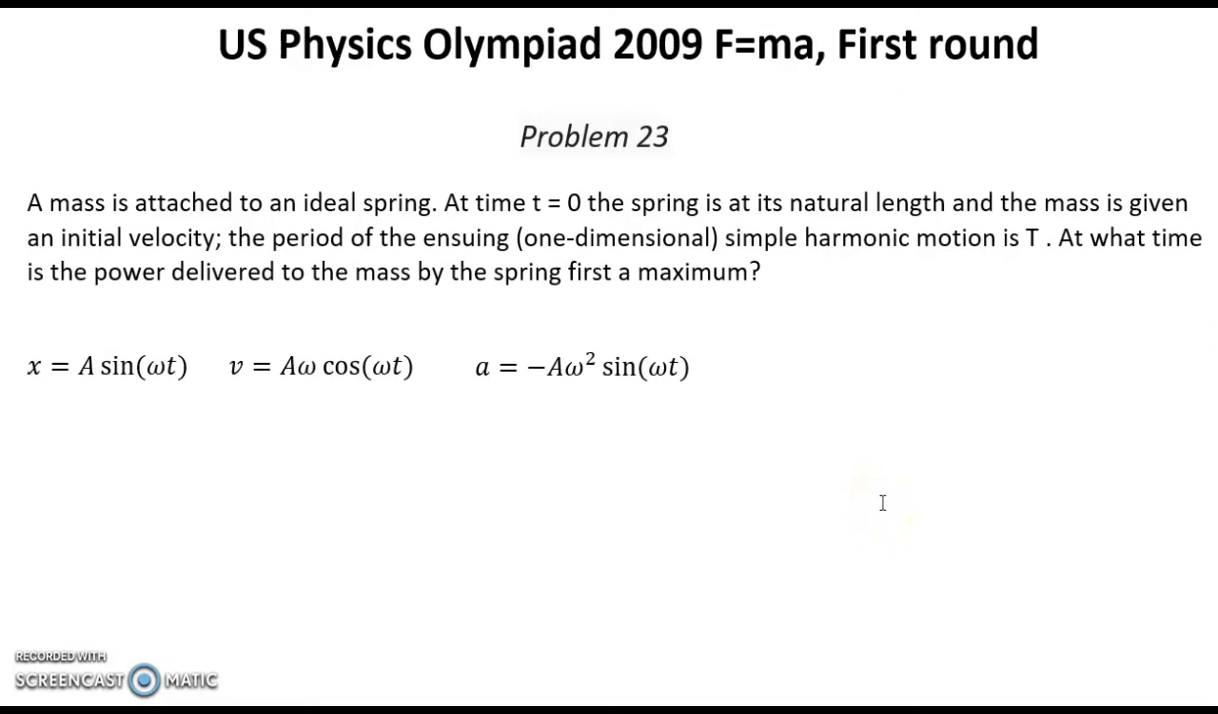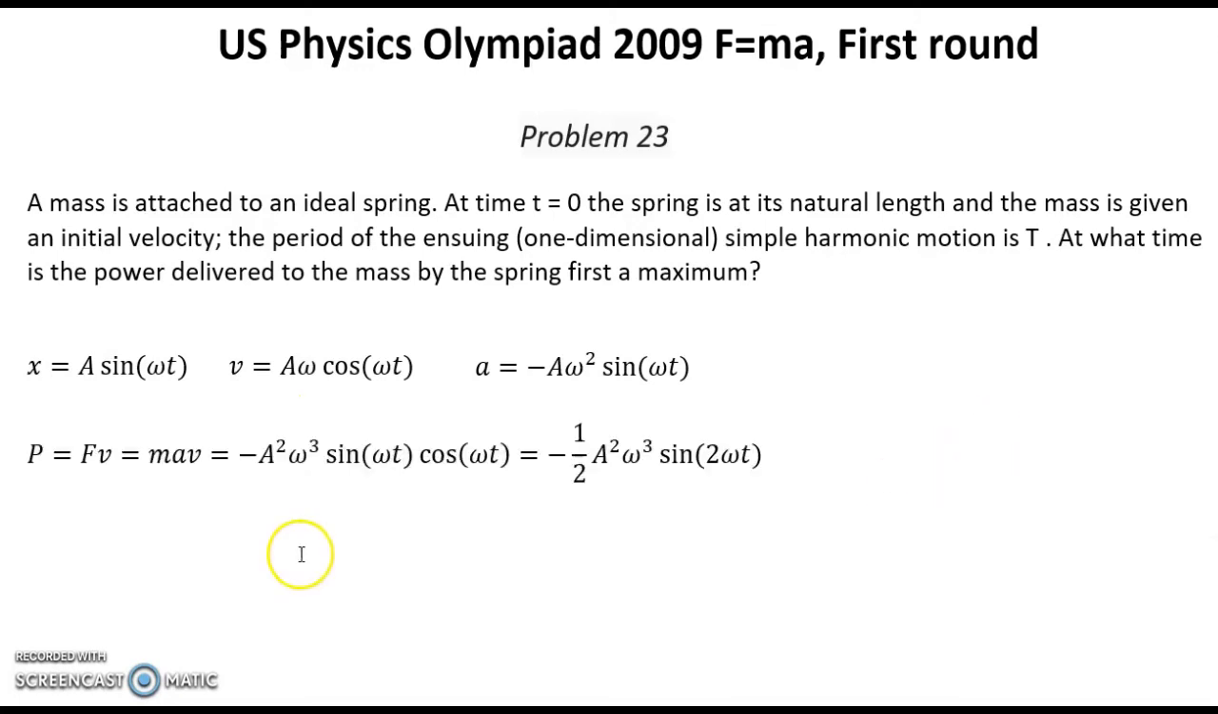And now we can count what is power. Power equals force multiplied by velocity. This one. So force equals mass multiplied by acceleration. And using these two formulas we can count what is power. That's negative 1/2 A squared omega to the power 3 sine 2 omega t. And now we need to find at what time this power first has a maximum.